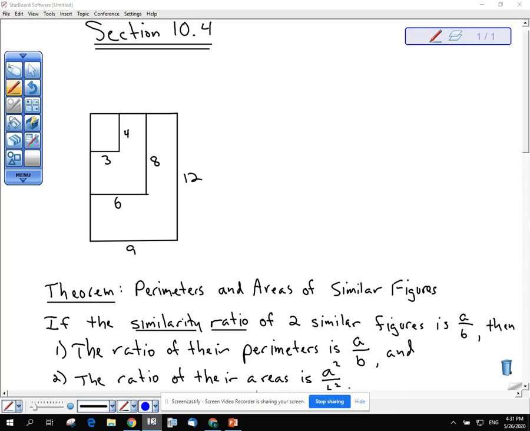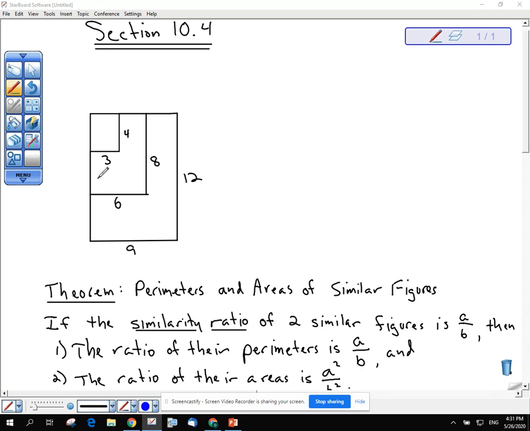Geometry, section 10.4, perimeters and areas of similar figures. Take a look at the drawing that I have here with the three rectangles. I'm going to refer to these as small, medium, and large as I try to make comparisons among them.